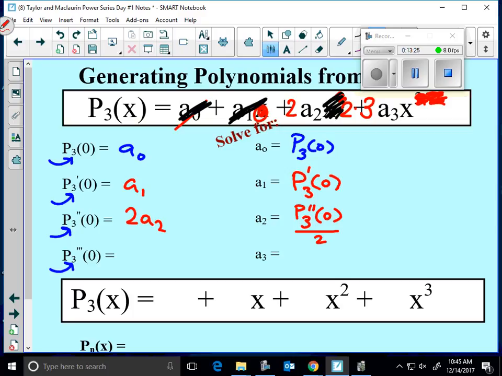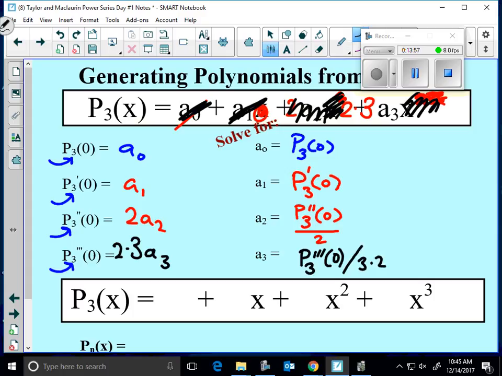Okay, one more time. I'm going to take the derivative of this thing, so this will disappear, and so will this. So p double prime of 0 in this case will equal 2 times 3a3, which is equivalent to a3, if I divide by 2 and 3 on both sides, would be p triple prime of 0 divided by 3 times 2.